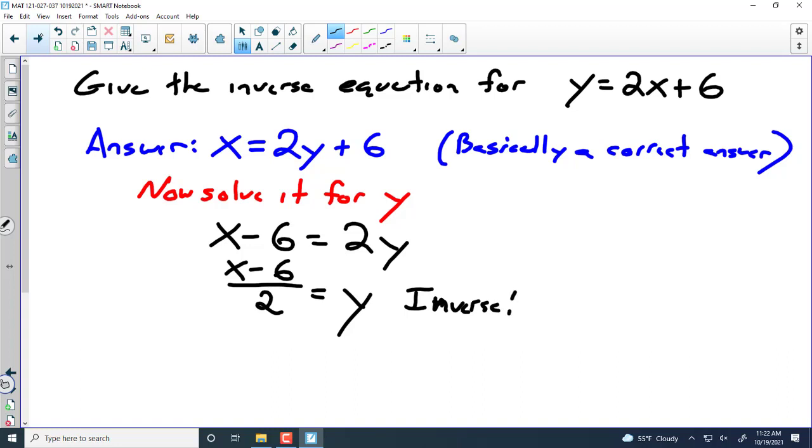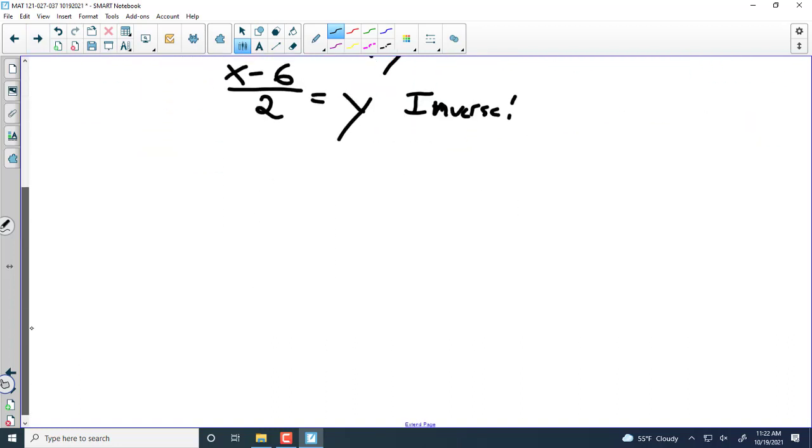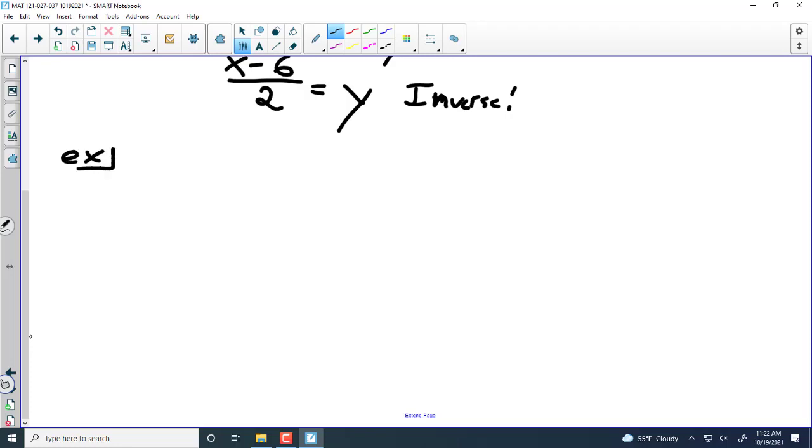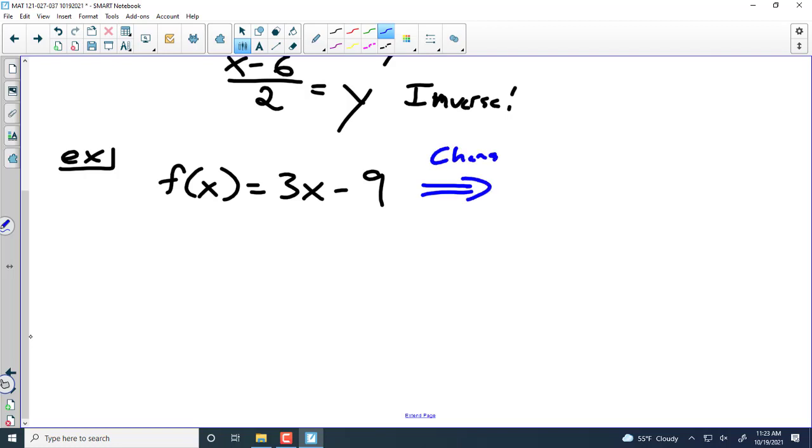Now, what would happen if we were given something like this? f of x equals 3x minus 9. Well, okay, no big deal. There's no y there. So what I'll do is I'll just change f of x to y. Now I can swap x and y.